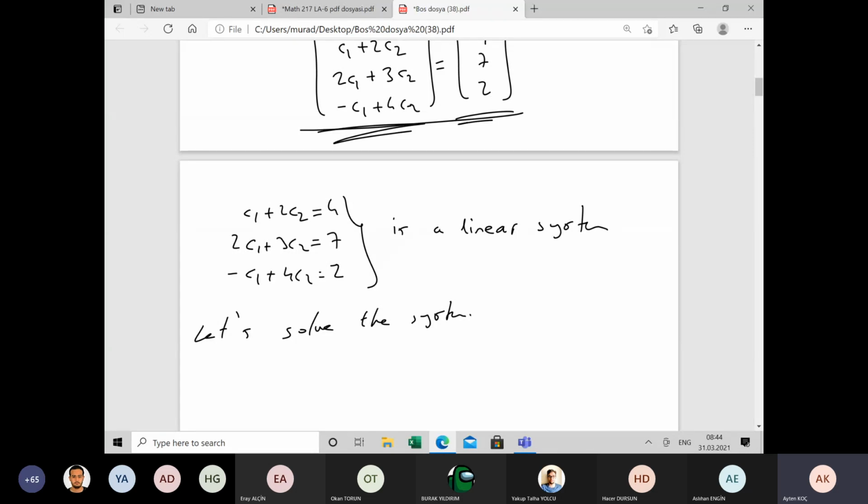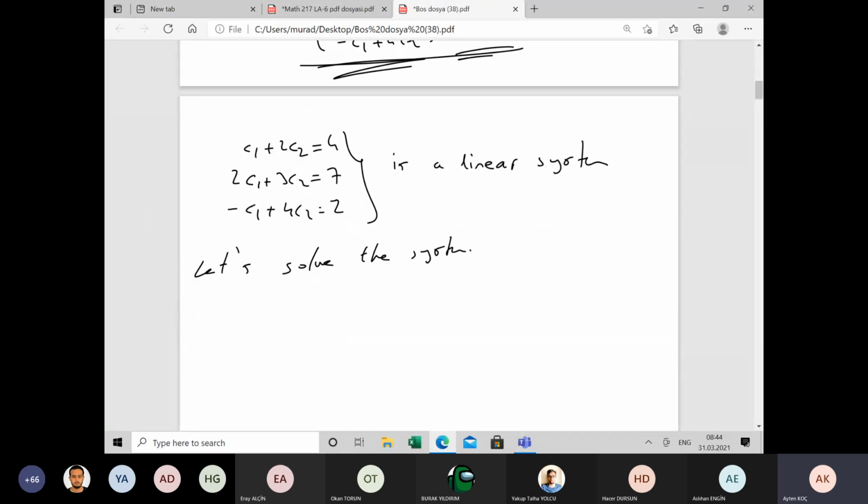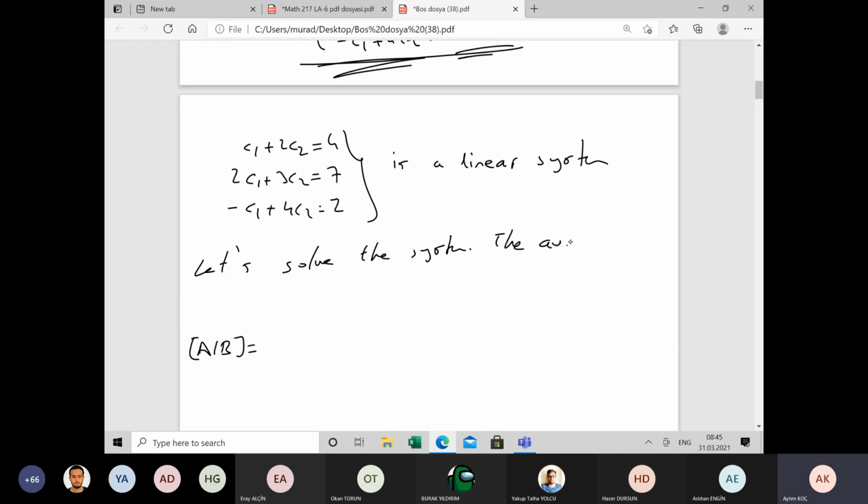So how to solve any linear system? We know this from the previous lectures. Write the augmented matrix, apply the elementary row operations, and we get the solution. So write the augmented matrix here, [A | b], okay. The augmented matrix, yes.